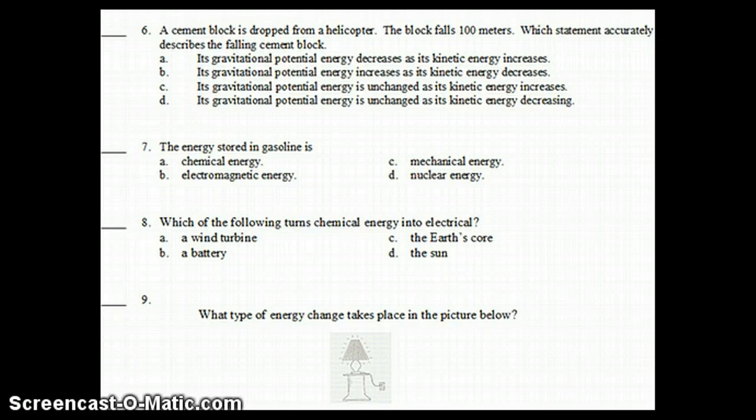Number 7, the energy stored in gasoline is A, chemical, B, electromagnetic, C, mechanical, or D, nuclear. Number 8, which of the following turns chemical energy into electrical? Is it A, a wind turbine, B, a battery, C, the Earth's core, or D, the sun?